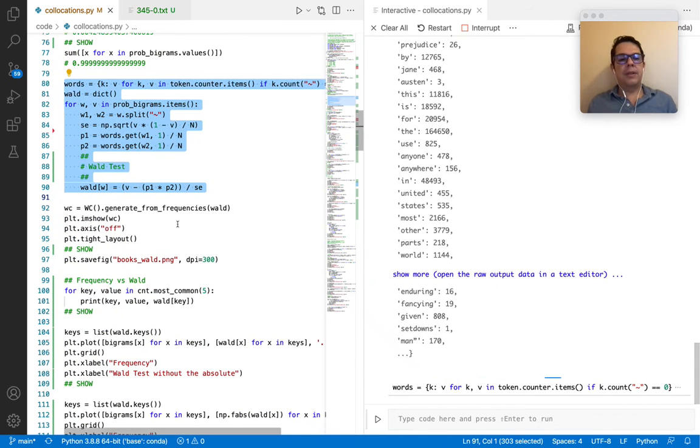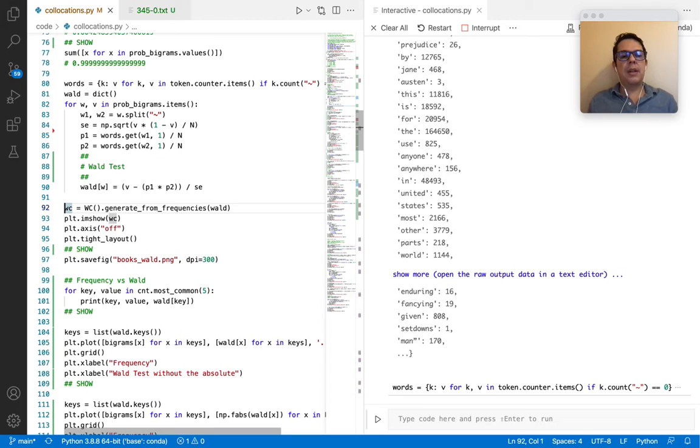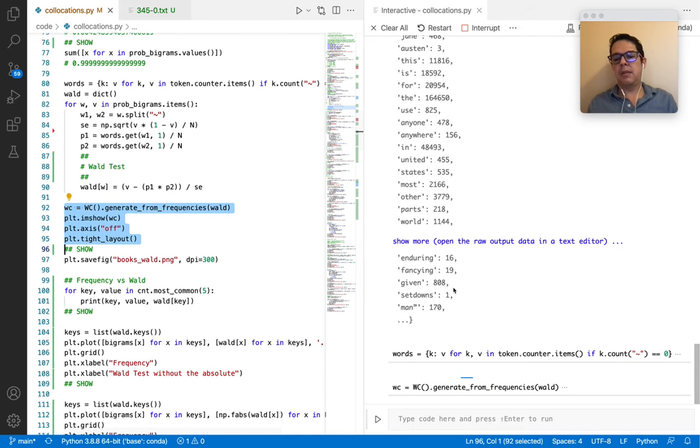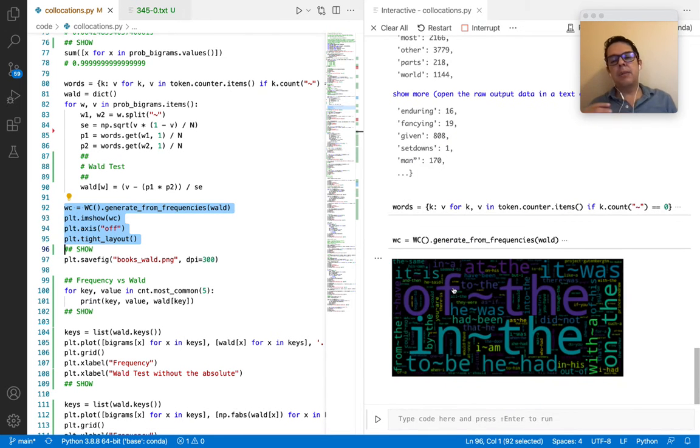I don't know if it's going to be fast or not. And in order to view, we are going to see this. We are going to create a word cloud. Create the word cloud, and what we are seeing is something that we didn't expect, which is also very, very similar to the frequency.